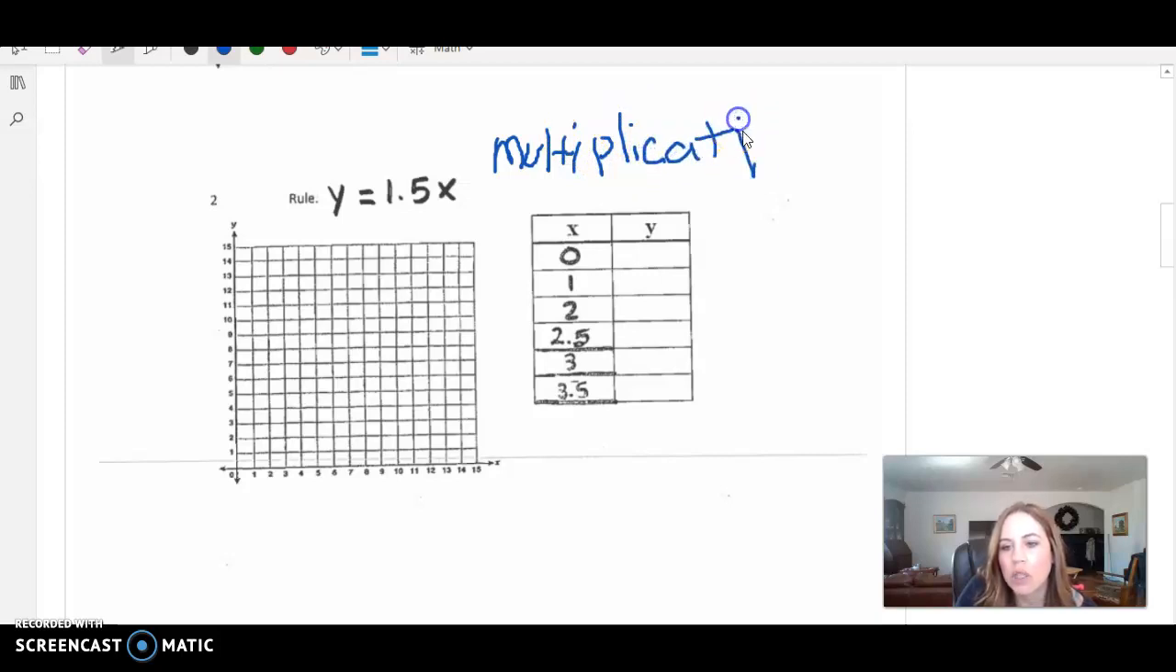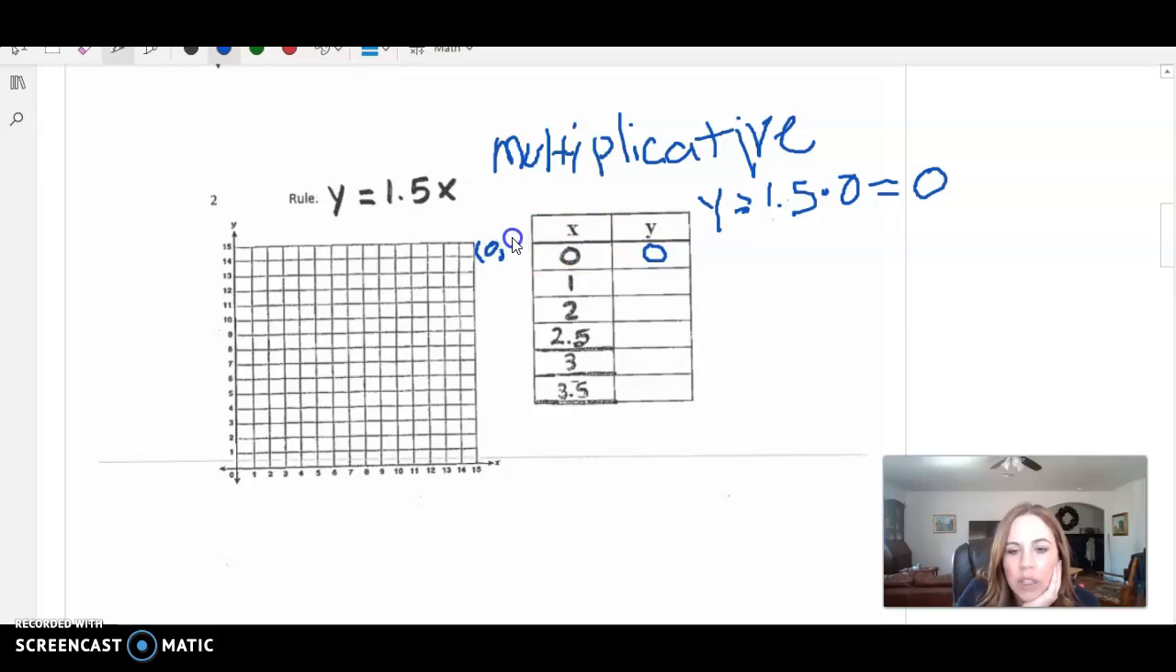So it means that we are going to multiply whenever we plug in x. So let's go ahead and plug it in. y is equal to 1.5 times 0. And whenever we multiply a number times 0, what do we get? We get 0. So when x is 0, y is 0. We'll go ahead and create our ordered pair of this one.